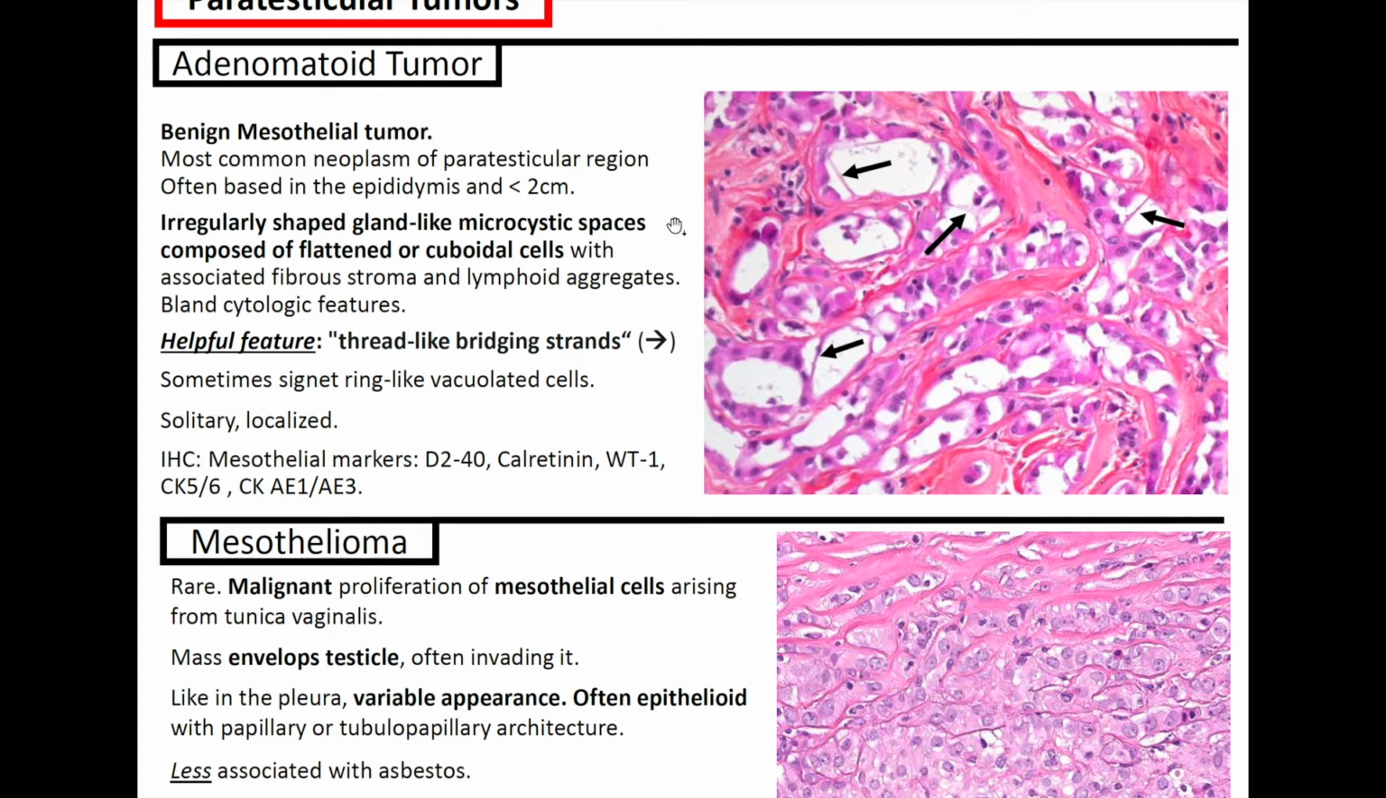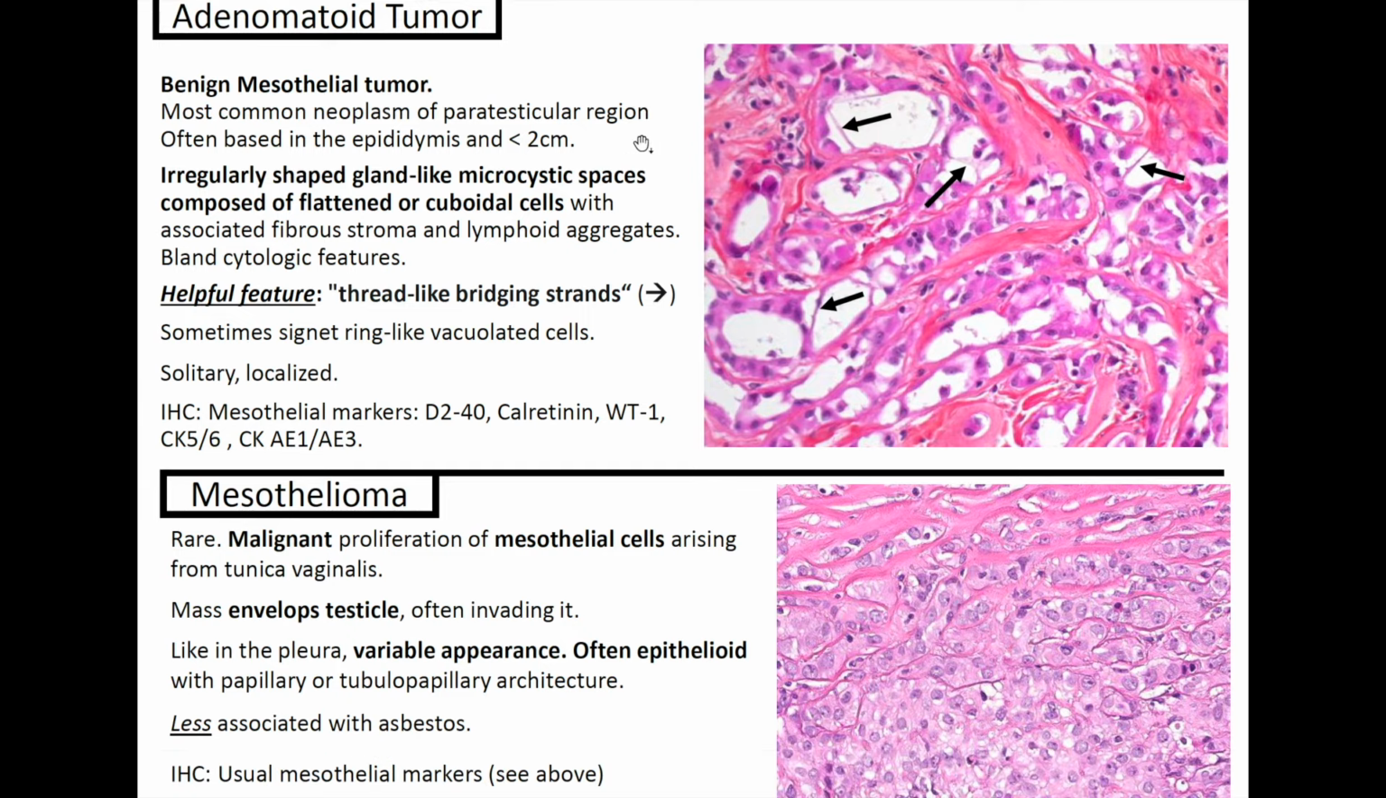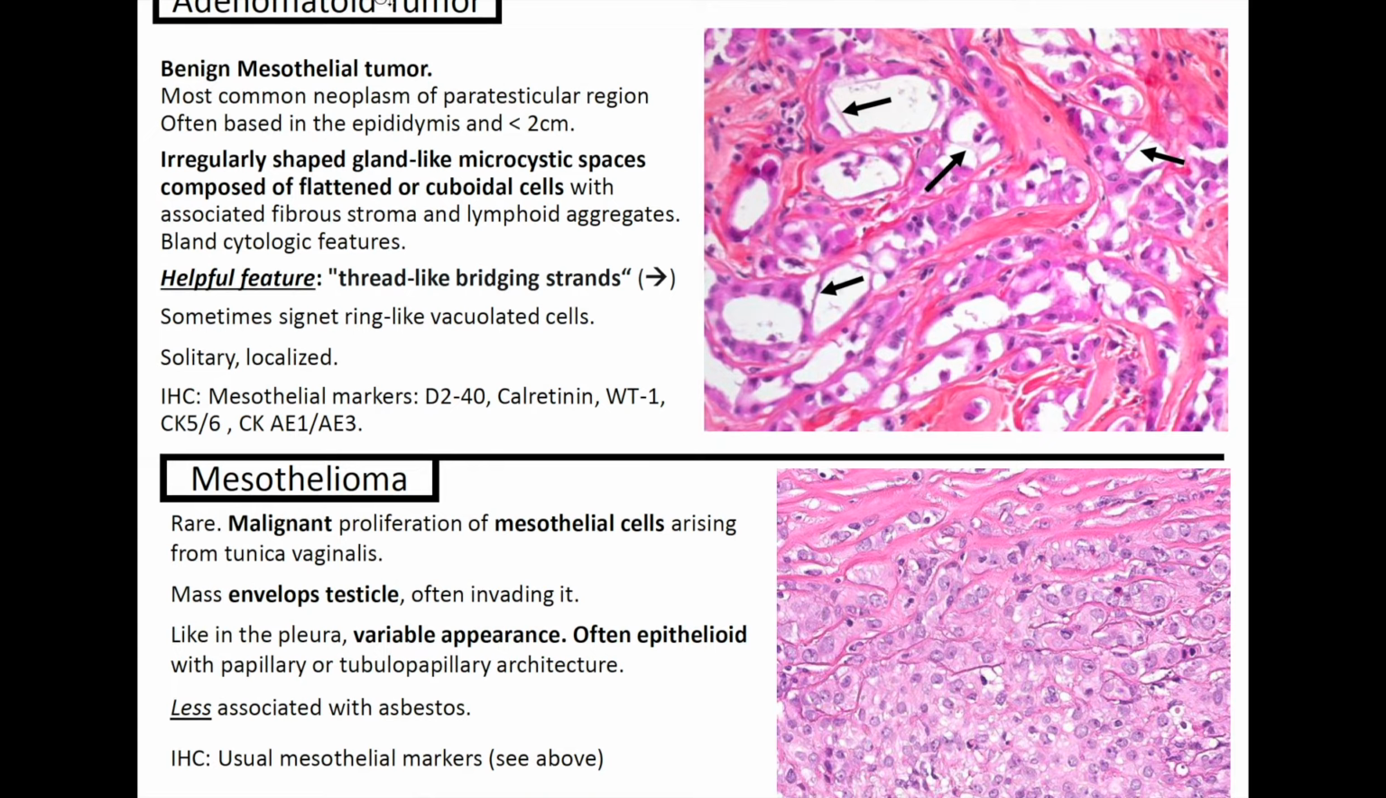So the next category that we'll go into is paratesticular tumors. Firstly, we'll have adenomatoid tumor. So an adenomatoid tumor is a benign mesothelial tumor. It's the most common neoplasm of the paratesticular region, often based in the epididymis and less than 2 centimeters in size.